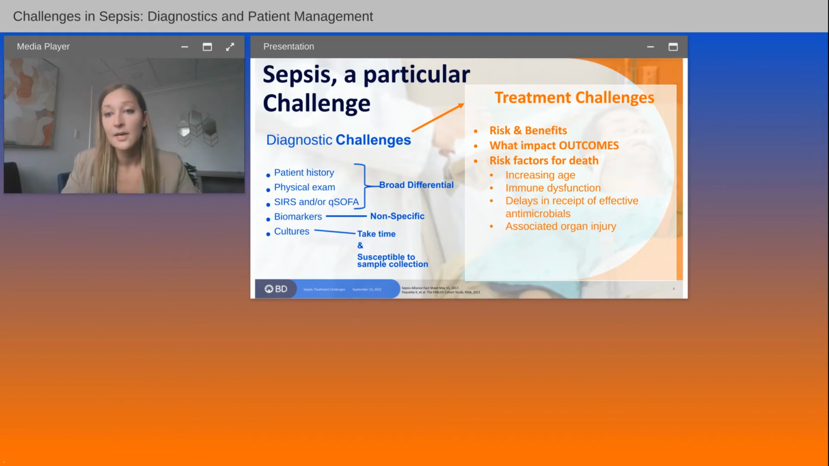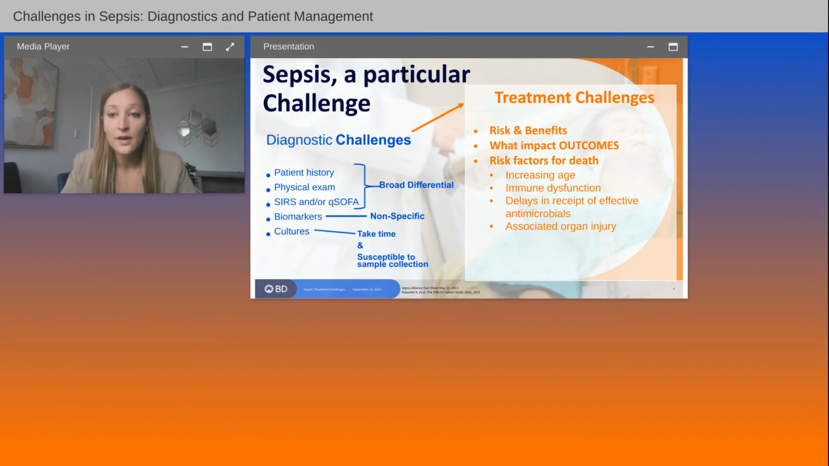quickly today. On rounds, it's often the literature that shows impacts on mortality, increases in mortality, that we reference the most and give the most weight. So I did want to also add to this conversation some of the known risk factors for death in sepsis that we already have a good grasp of.